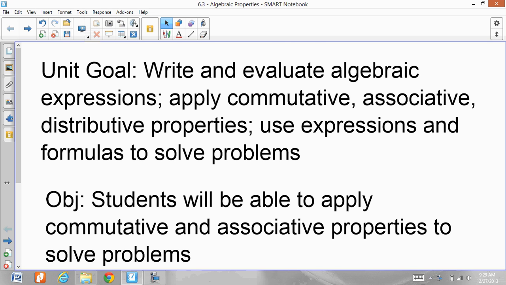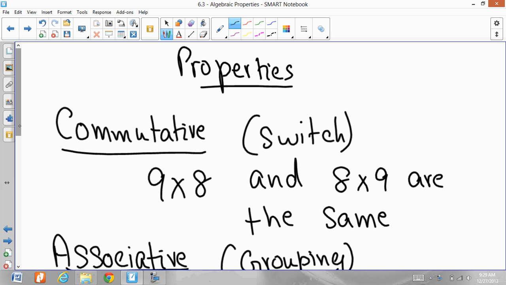Make sure in your notebook you are writing 6.3 algebraic properties. In this lesson, you will learn how to apply the commutative and associative properties to solve the problems. So in your notebook, write this down.